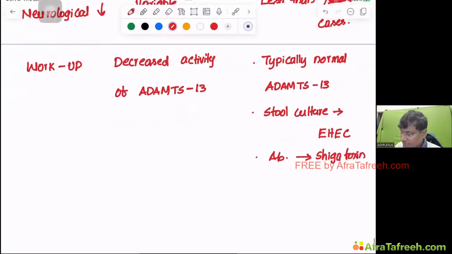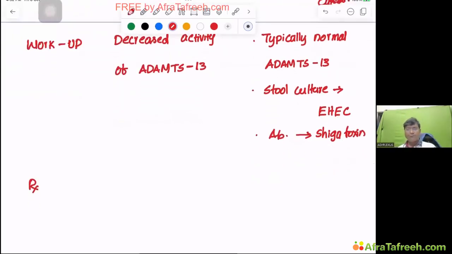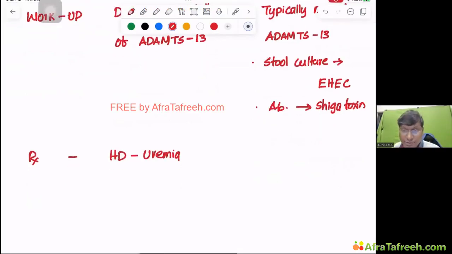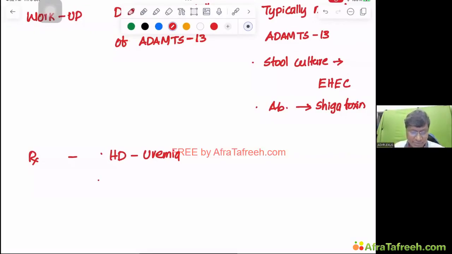And how do you treat? For hemolytic uremic syndrome, I have already told you the treatment. In case of thrombotic thrombocytopenic purpura, here also you need to do hemodialysis for kidney disease, that is for uremia. And you need to give platelet transfusion. I'll tell you about the platelet transfusion in detail. Just give me 1 minute.